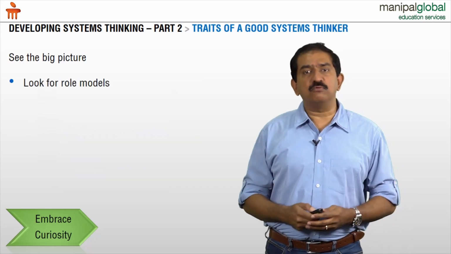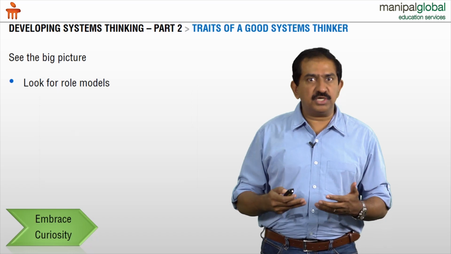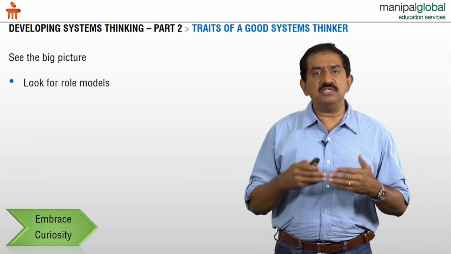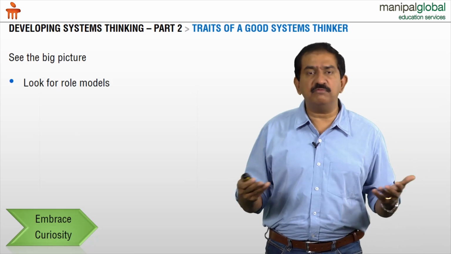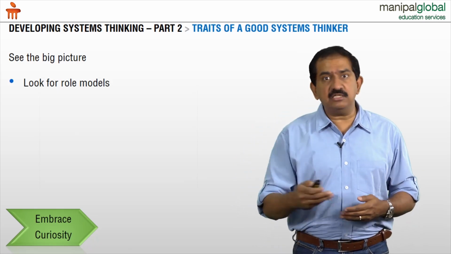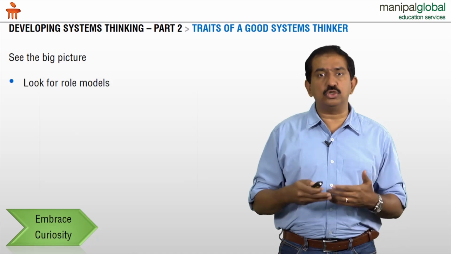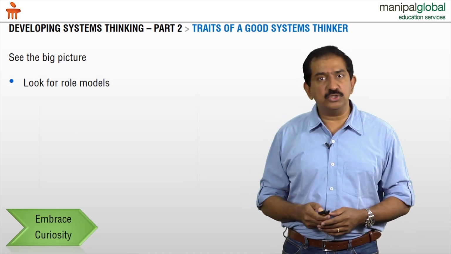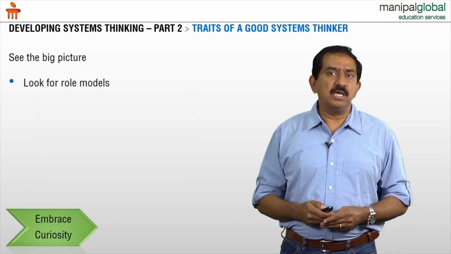One way would be to look for a role model, somebody that you think is a big picture thinker. Understand how they behave, understand how they speak, understand what kind of information they share. Where do they get this information from? How do they connect those dots? Talk to such people. Role models are an excellent way of learning to think the big picture.